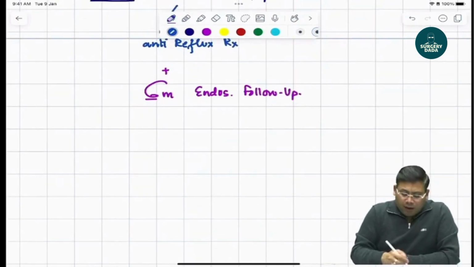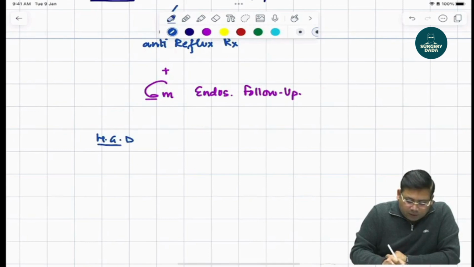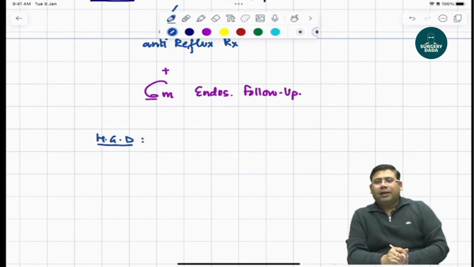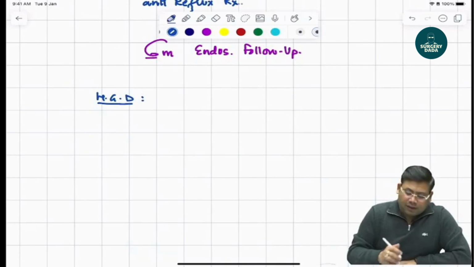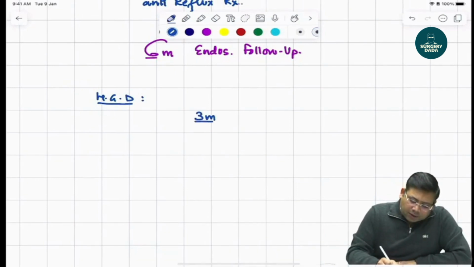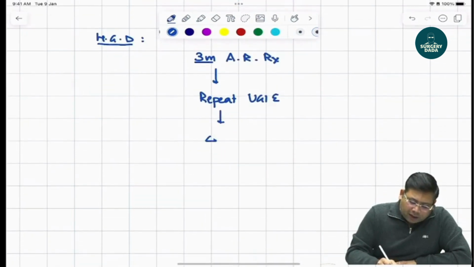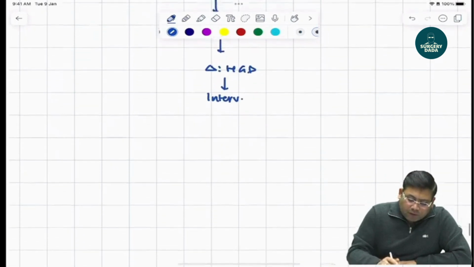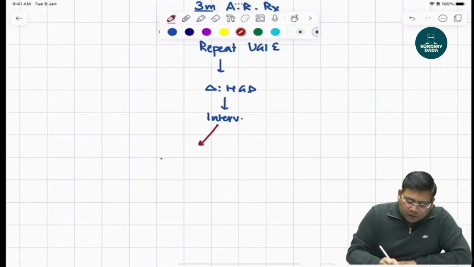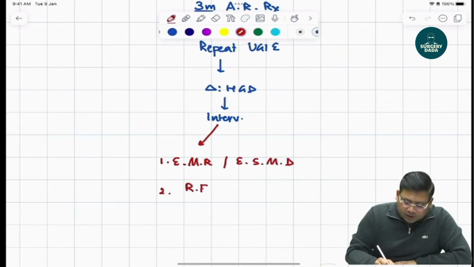Then the next is high grade dysplasia. What is the management for high grade dysplasia? Let us try to understand. Whenever we have high grade dysplasia, you have to go for 3 monthly anti-reflux therapy. Once you do this, you have to do repeat upper GI endoscopy, and if the diagnosis still persists to be high grade dysplasia, you have to plan intervention. When we talk about intervention, what is the intervention? Either you can go for endoscopic mucosal resection or endoscopic submucosal dissection, or you can go for radiofrequency ablation.